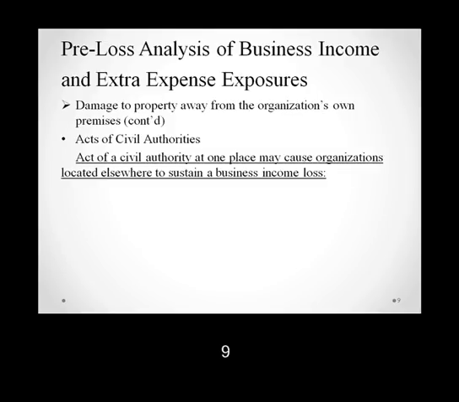Another type of damage to property away from the organization's own premises is the act of civil authorities. For example, a civil authority, such as police or fire department, can close the entire street or area to traffic because of unsafe condition. This action might prevent access as well as occupancy, resulting in the loss of business income.